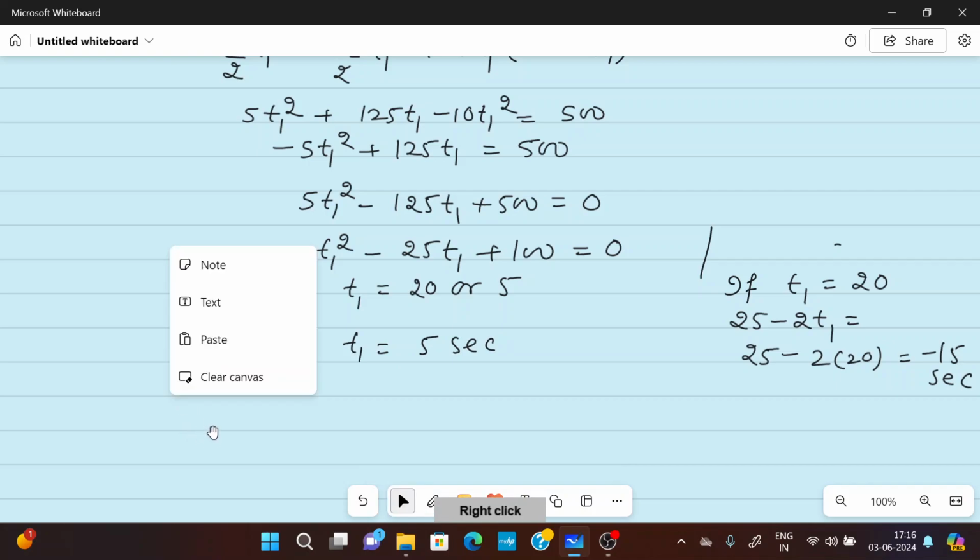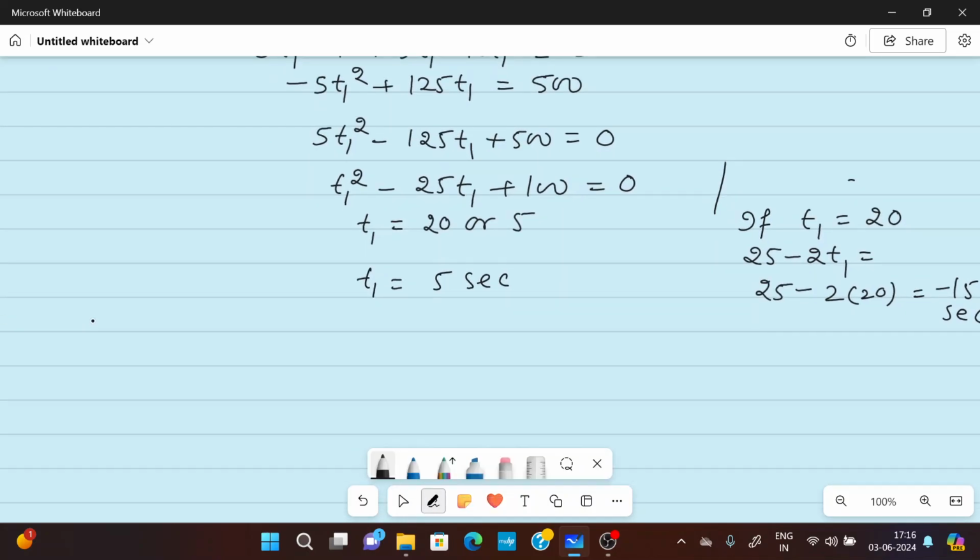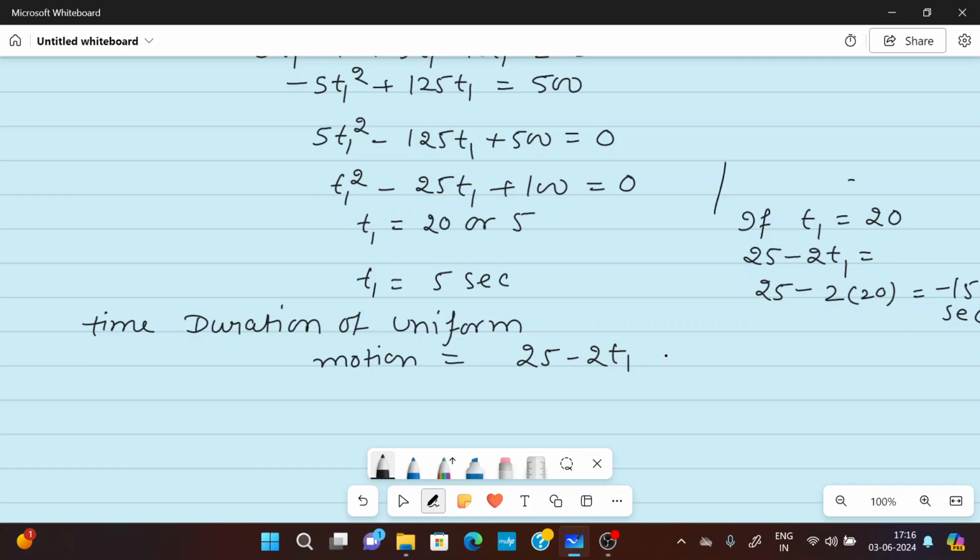So time duration of uniform motion, which we have to calculate in this question, will come out to be 25 minus 2T1, which is equal to 25 minus 10 is equal to 15 seconds. So this is the answer.